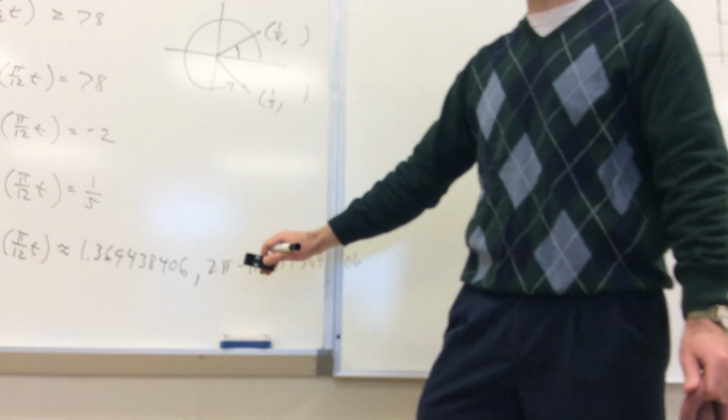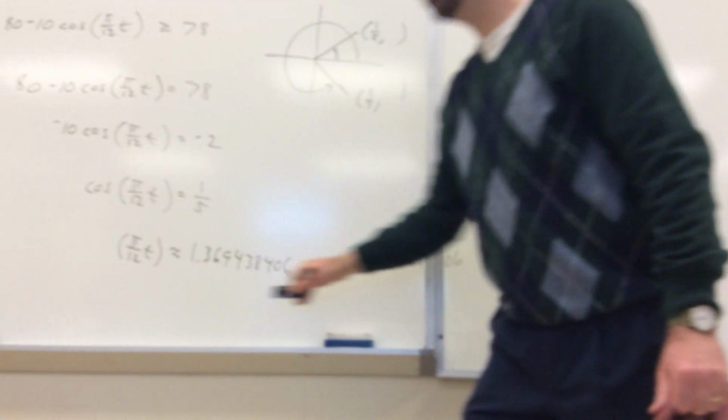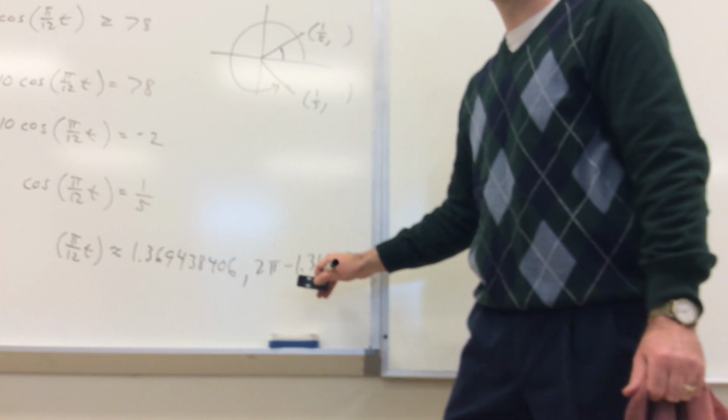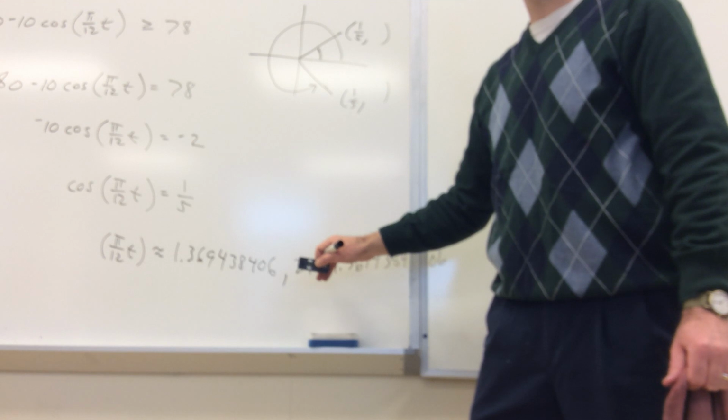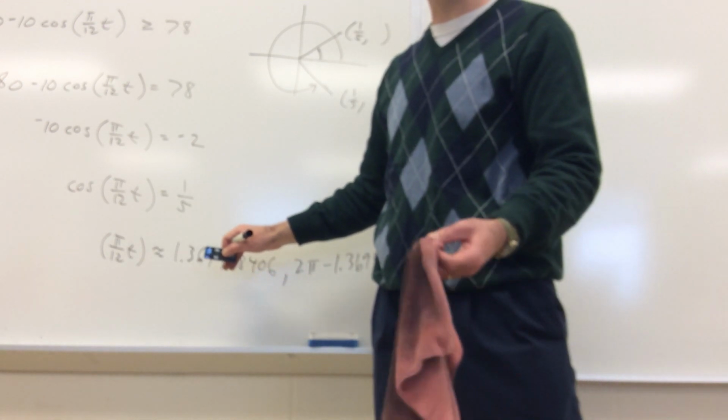Then to finish out the problem, you'd multiply by 12 and divide by pi. And then you'd have your t values, right?